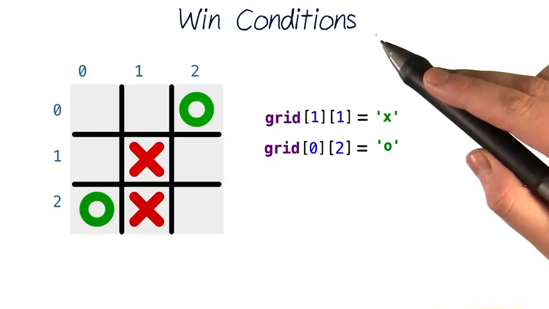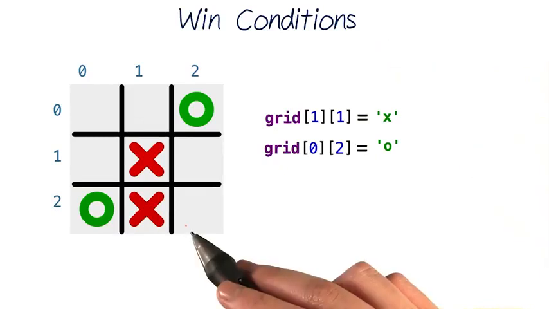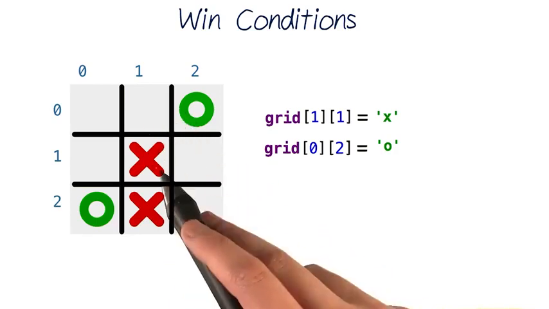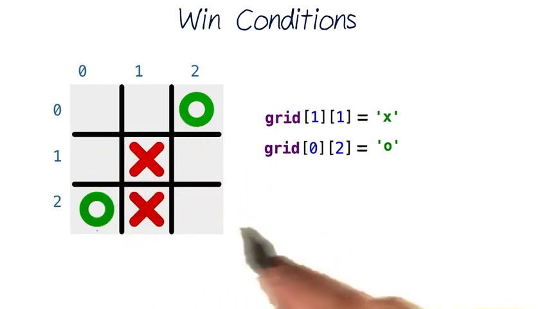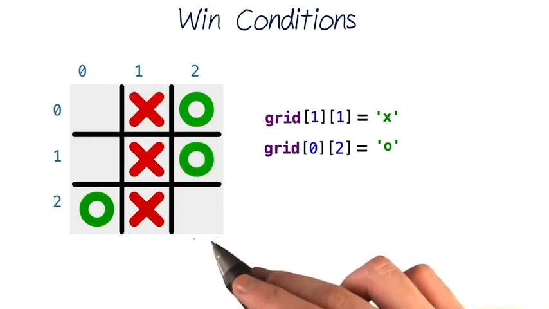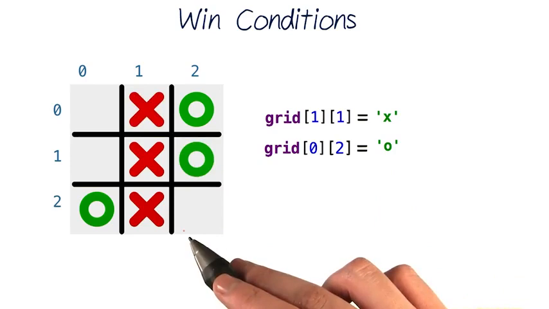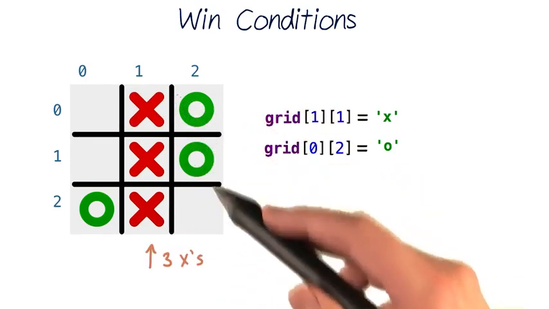To finish our tic-tac-toe program, you'll be interested in checking for 3 X's or 3 O's in a row, which is when someone wins. Here's an example of a game in progress. So now grid[1][1] is equal to the character X, and grid[0][2] is equal to the character O. And as the game progresses, the grid fills up with these two characters.